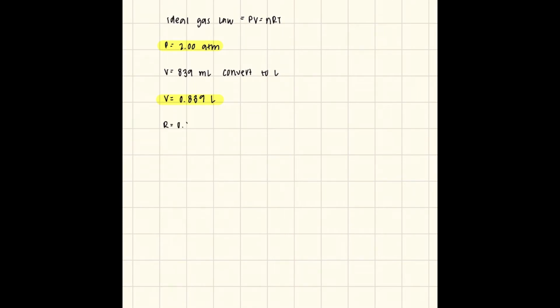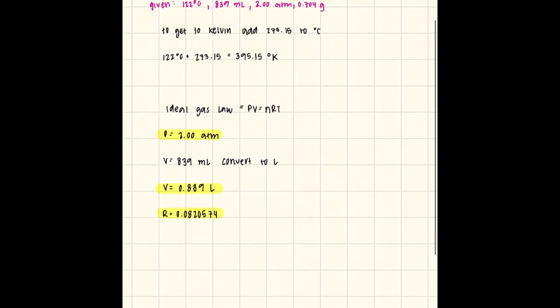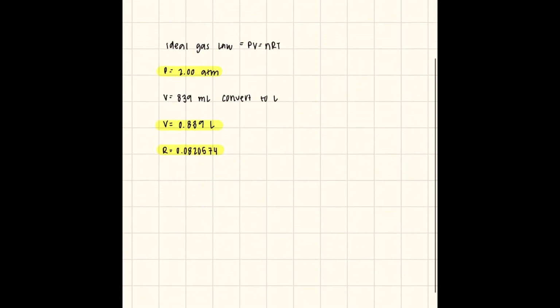R is always going to have a specific given value, and that's 0.0820574. It'll be the same value every single time you're doing one of these problems, so just keep this number in mind, it's a good number to know. The next thing we have is T, and we solved for T just before we started, when we were converting Celsius to Kelvin. So just put that value in, and that's going to be 395.15 degrees Kelvin.